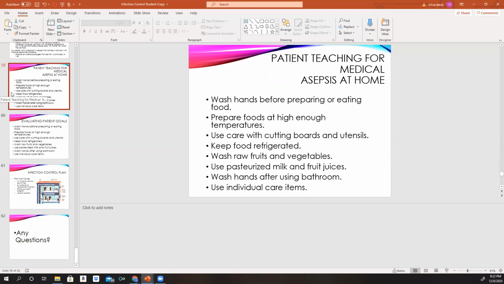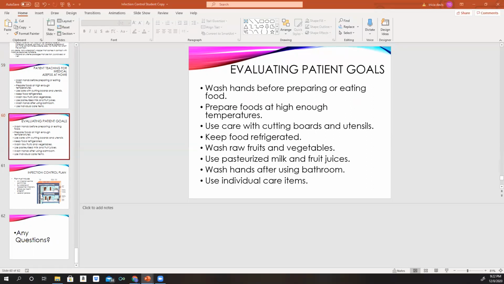We want to encourage them to wash hands after using the bathroom. And then we want to encourage the use of individual care items. So you don't want two patients sharing the same hairbrush or body wash. You want each patient to have their own stuff.